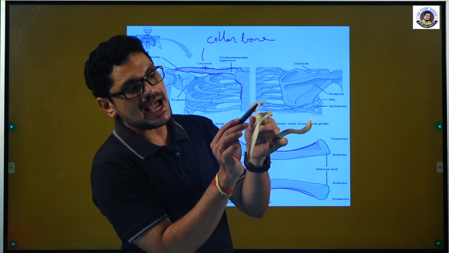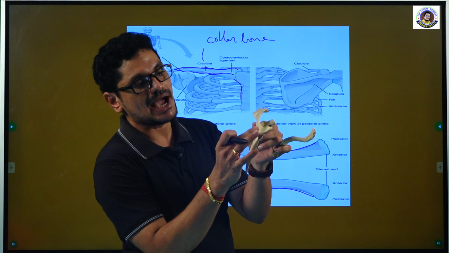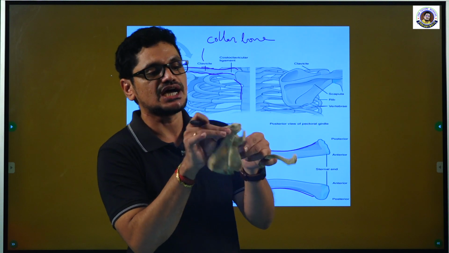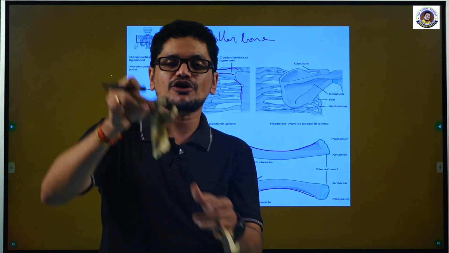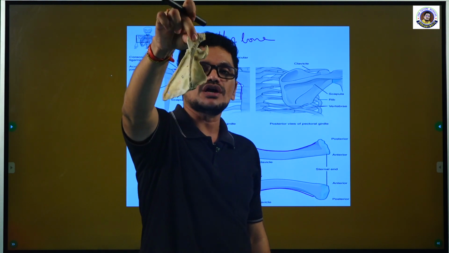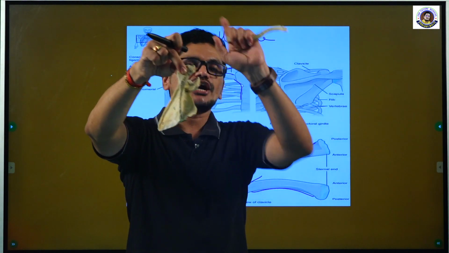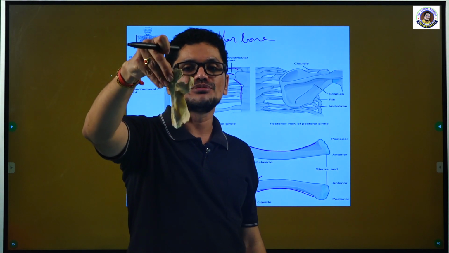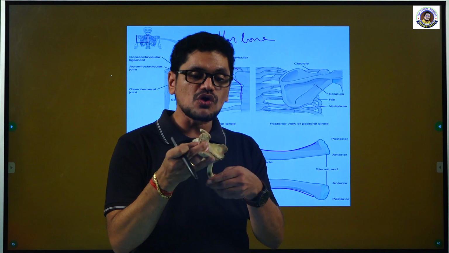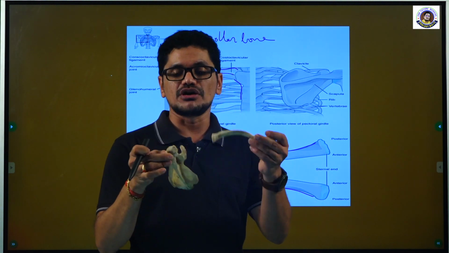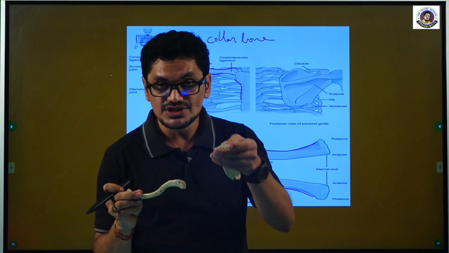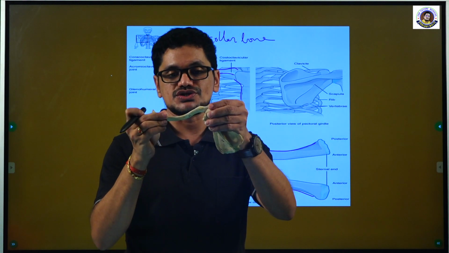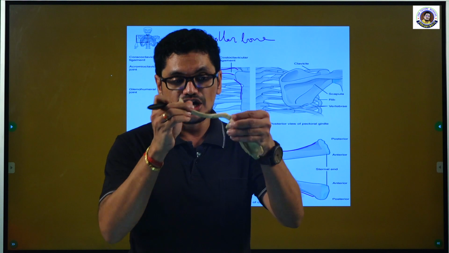You can see a spine on the dorsal side of it. The spine extends and forms the acromion process. This is the acromion process. I caught the scapula at the acromion process, and this so-called clavicle articulates with this acromion process.